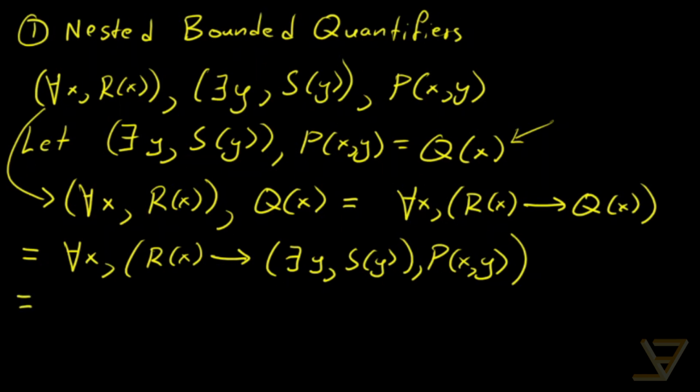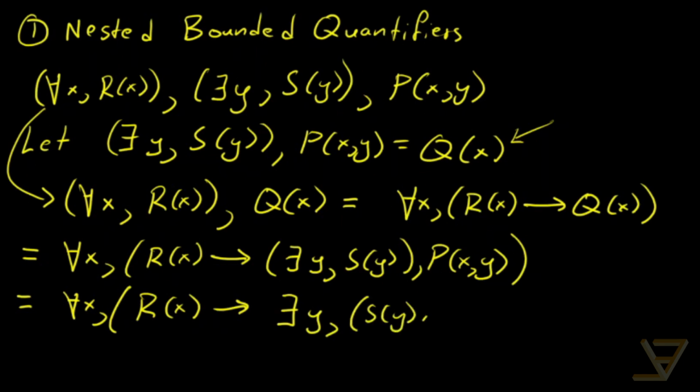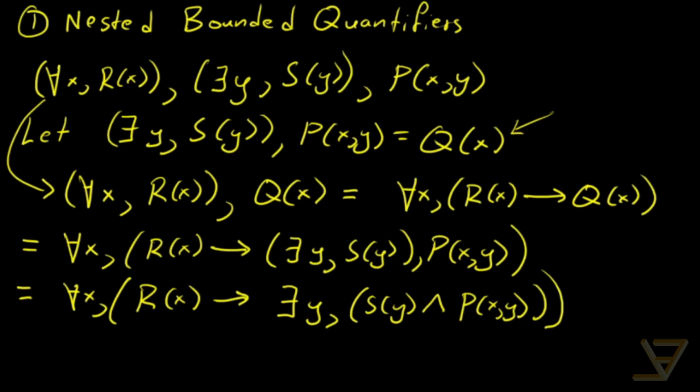Let's open up the inner bounded existential quantifier as well. We get for all x, r of x implies there exists a y such that s of y and p of x,y. As you can see, this gets ugly pretty quickly. So in general, I don't recommend opening things up like this unless you really need to understand what's happening.